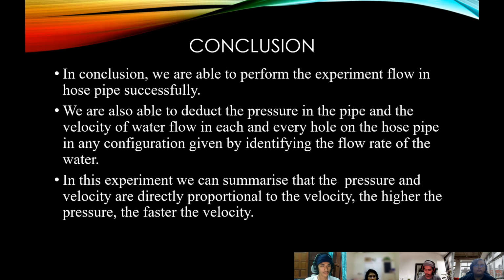So, for the conclusion, we are able to perform the experiment on flow in the hose successfully. We are able to deduce the pressure in the pipe and the velocity of water in each and every hole on the hose pipe in any configuration given by identifying the flow rate of the water.